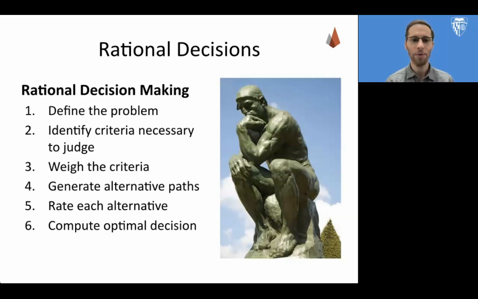Let's say, for example, you're accepted to several graduate schools and you need to decide where to go. How would you go about picking the right program? Step 1 in this sequence is to define the problem. In this case, selecting the right graduate program for you. Step 2 is identifying the criteria necessary to judge the multiple options, their location, prestige, faculty, etc.